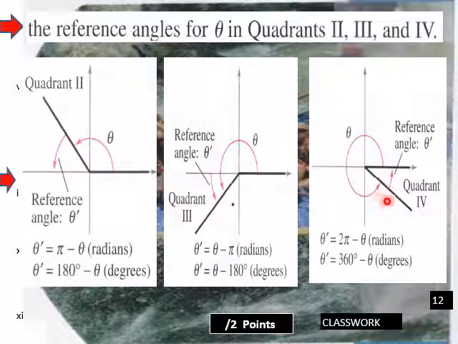And then when in quadrant 4 here, your reference angle is up here at this angle, which would be 2 pi. So theta prime would be 2 pi minus theta. So 2 pi minus theta here would give you your theta prime. Theta prime would be 360 minus theta in degrees. So it would be 360 minus theta here. That would give you your reference angle in quadrant 4.